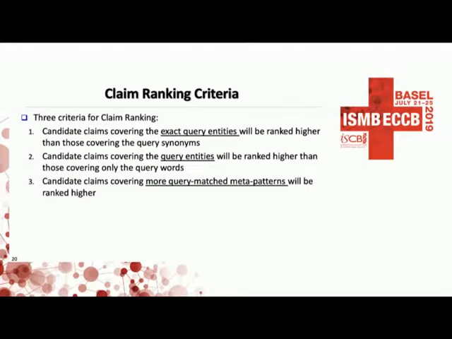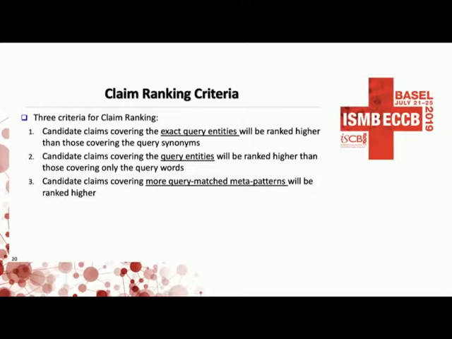So we have 3 ranking criteria. One is called exact query entity. That means you match the exact query entity compared to synonyms. Synonyms and acronyms, which are not exact matches, will be ranked slightly lower than the exact one. The second one is query entity versus query words. That means you take the whole entity instead of part of the words to do the mapping. The whole entity match will be ranked higher. The third one is query match to the meta pattern. Remember, we got this meta pattern? If you match the whole meta pattern, you'll be ranked higher than if you match just part of it.